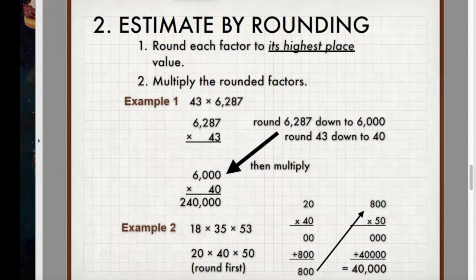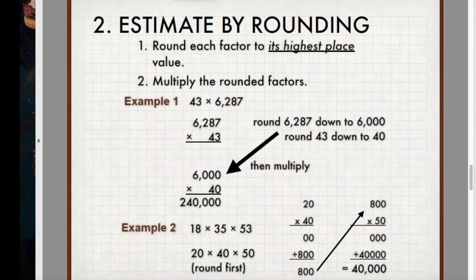So now what we're going to do is we round it first. Now we're going to multiply 6,000 times 40. Okay, if you look there, we have a total of 4 zeros. We're going to put those 4 zeros in as placeholders. And then 6 times 4 is 24.